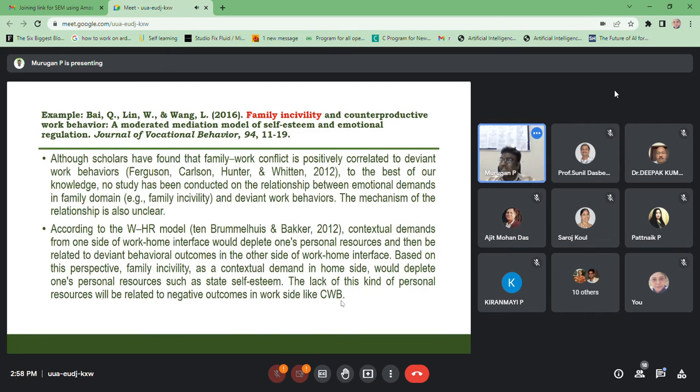Now getting some clarity? Yes, sir. Based on this, they are saying that state self-esteem is mediating the relationship between family incivility and CWB, that is counterproductive work behavior. Clear? Clear, sir.